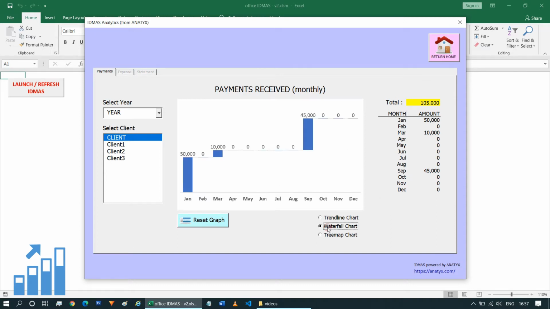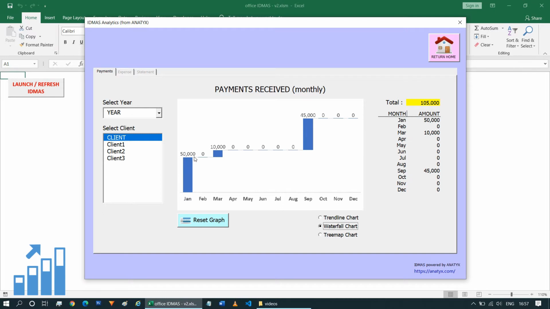The second one is the waterfall chart. So waterfall chart is basically how to read this graph. This is your starting point in the month of January and this is your ending point in the month of December. So how did you travel to this? It is basically a form of a staircase or a waterfall kind of a graph.